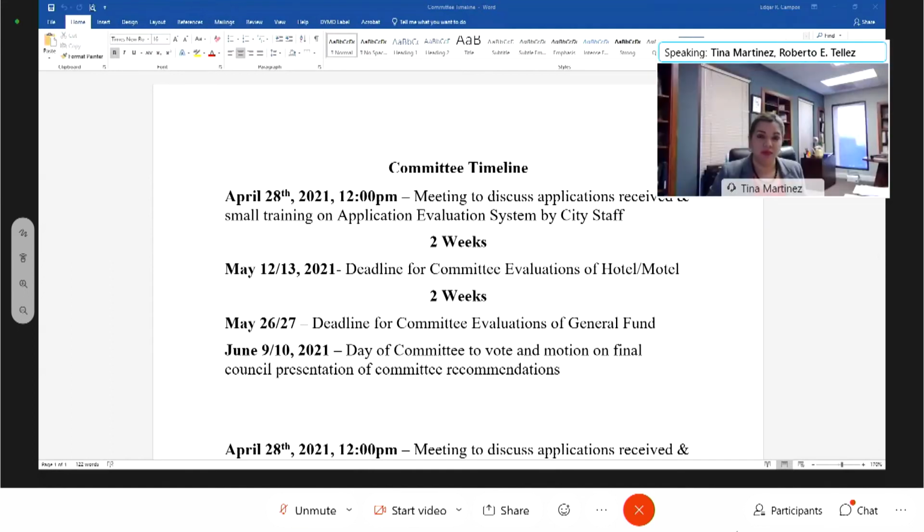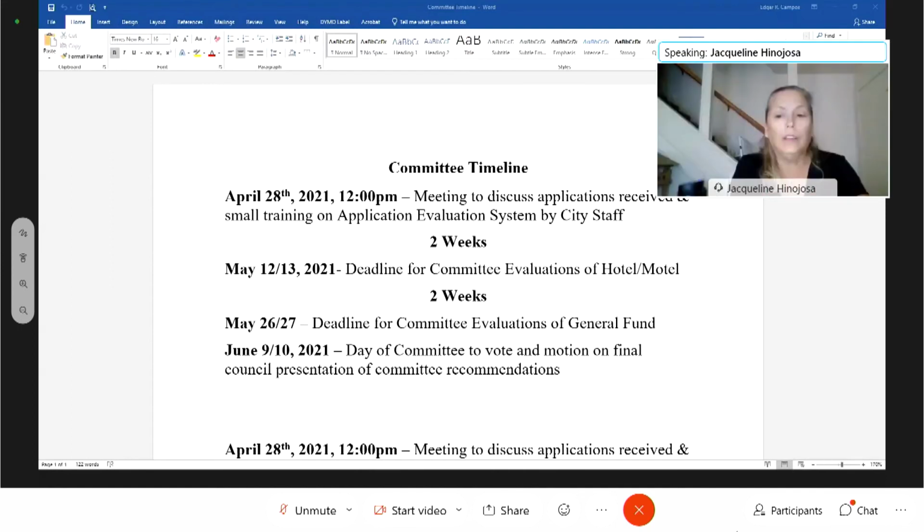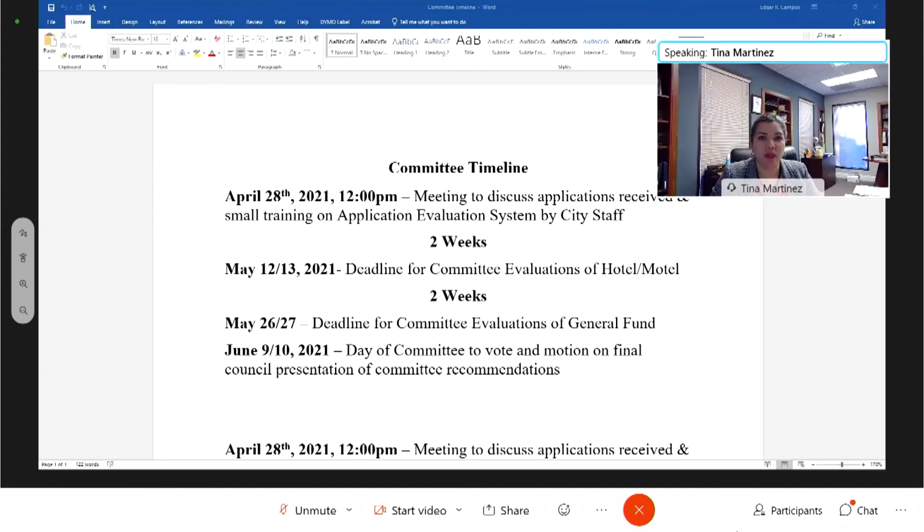Okay, you mentioned earlier that some of the applications are turned in incomplete. I don't think we should accept them if they're incomplete. I know when Laredo area gives out grants, if the application is incomplete, it's just incomplete. We just don't take it into consideration. And that will be brought up to the committee, and you all will vote on that.